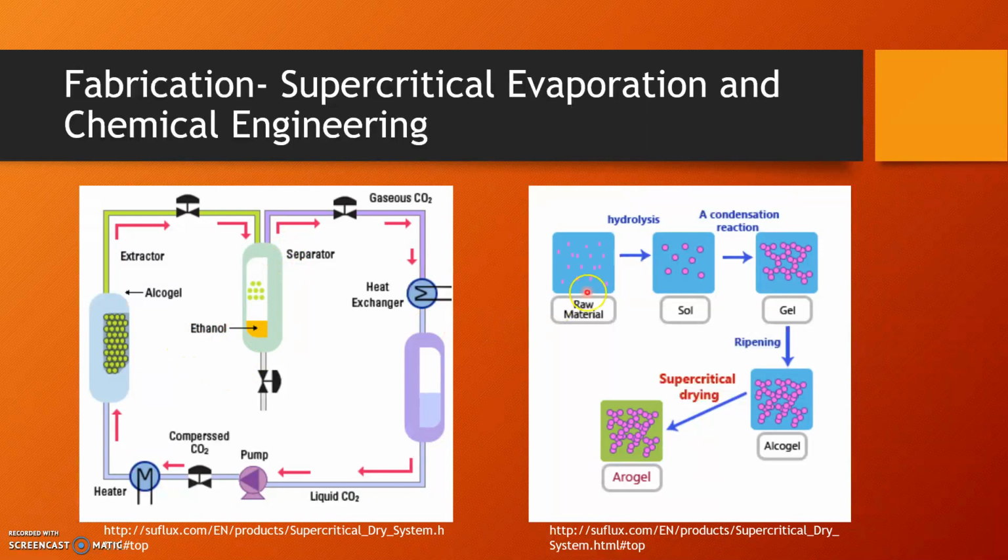So pretty much the raw material resin enters hydrolysis, becomes a solution, is condensed into a gel. After gel ripening, it becomes an alkyl gel, and after supercritical drying using CO2, it becomes an aerogel.